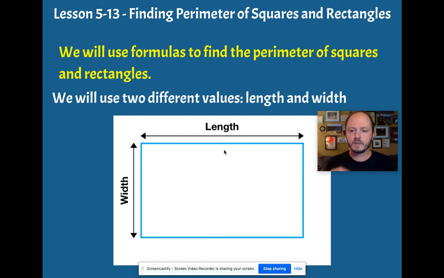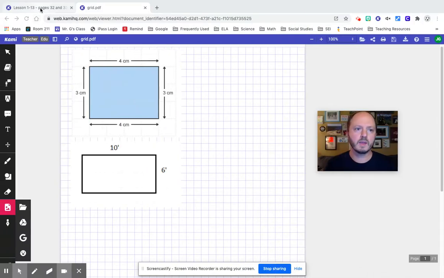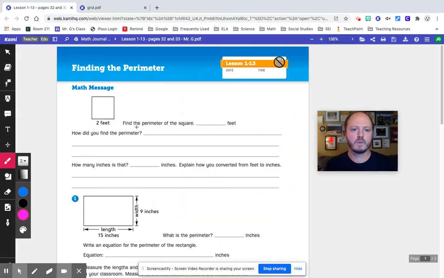So let's get back to that math message that we had before. And that was right here. Finding the perimeter of the square in feet. So what are we going to do? I'm going to give you a second to work on it. And when you're ready, unpause the video and we're going to continue.